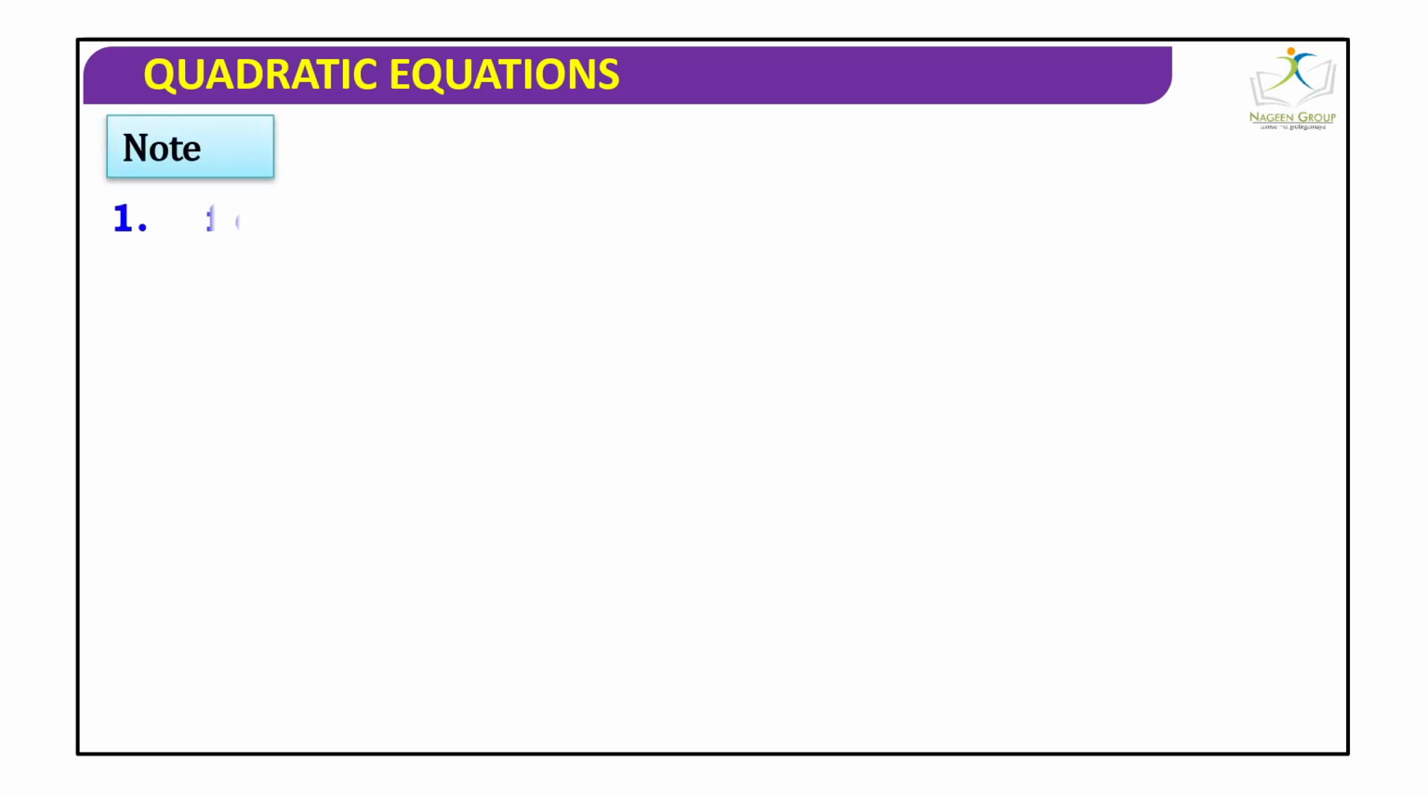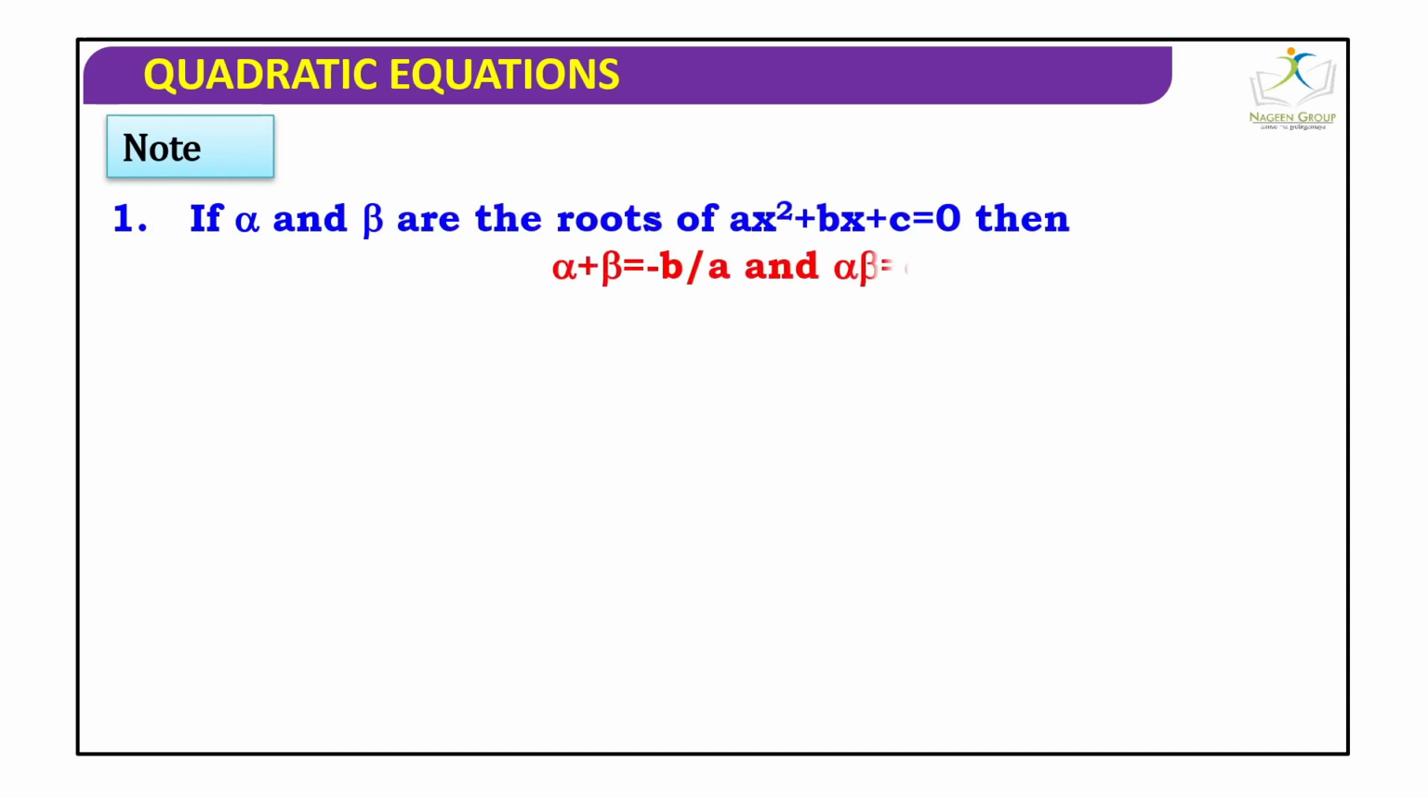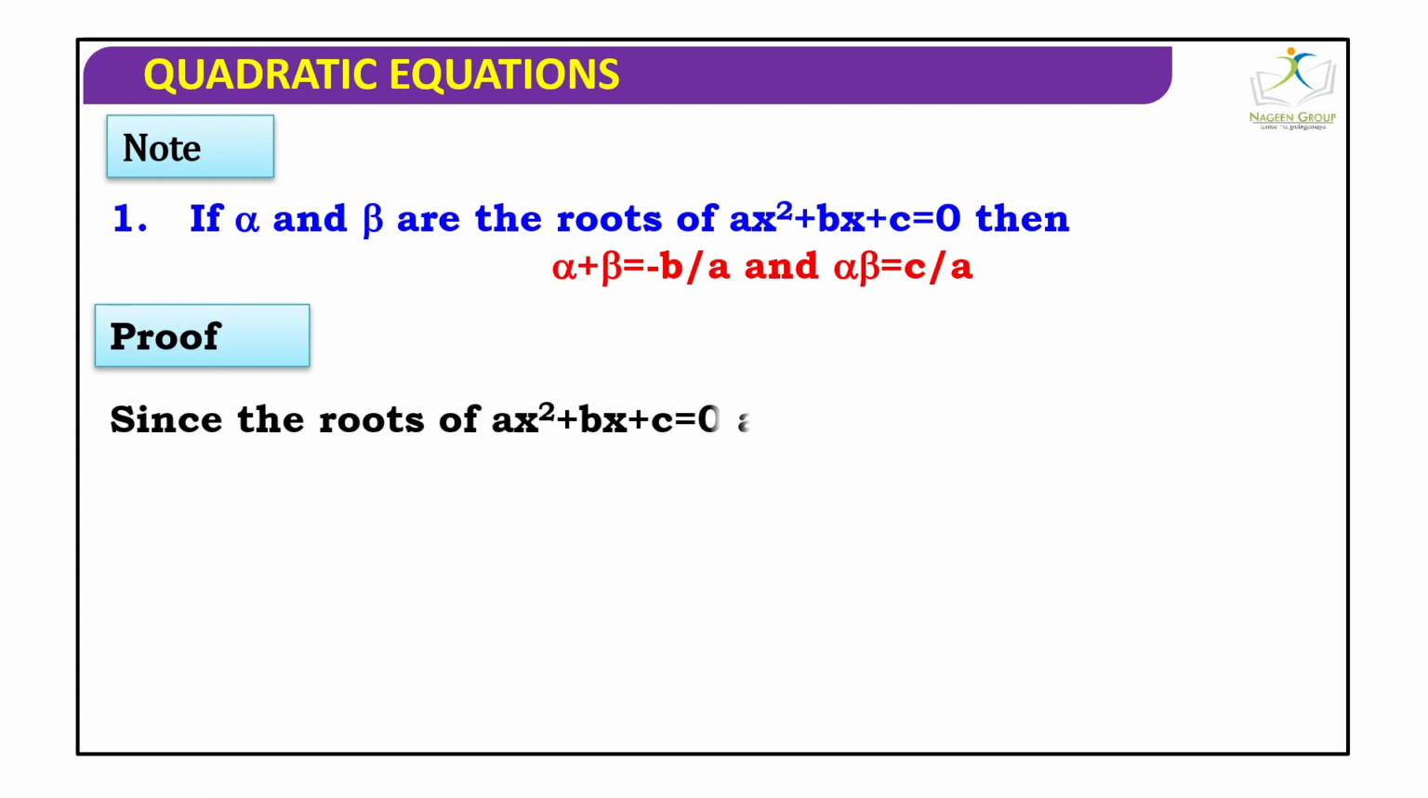Here note that if alpha and beta are the roots of the equation, then alpha plus beta equals minus b by a and alpha into beta equals c by a. If we have a standard equation, then for its roots the sum is minus the coefficient of x divided by the coefficient of x square. Similarly, the product is the constant term divided by the coefficient of x square. Let's understand the proof here.